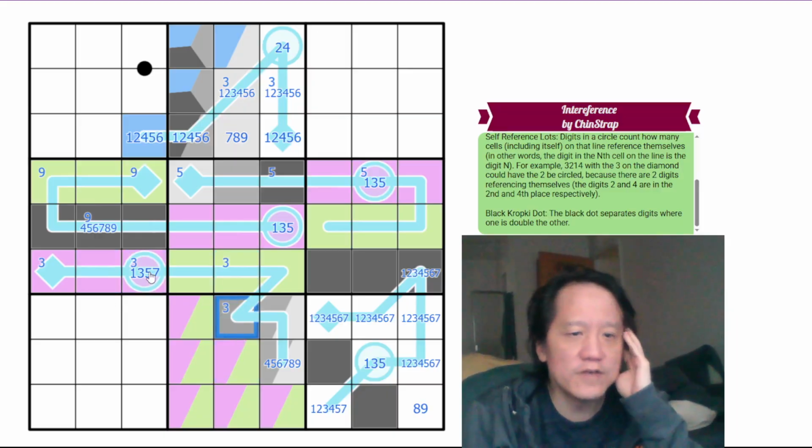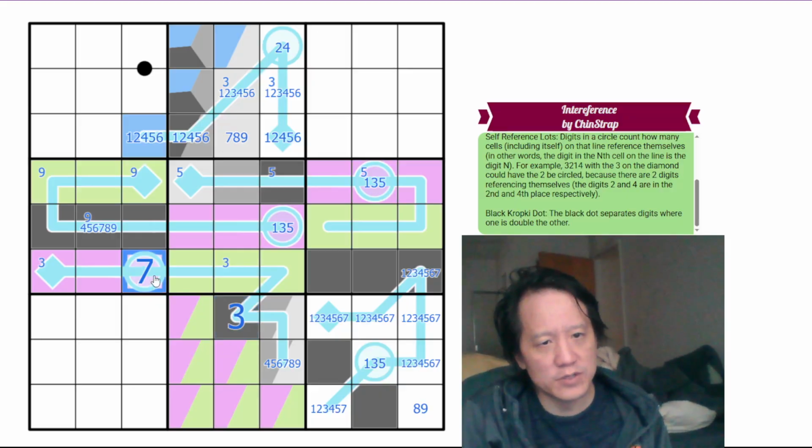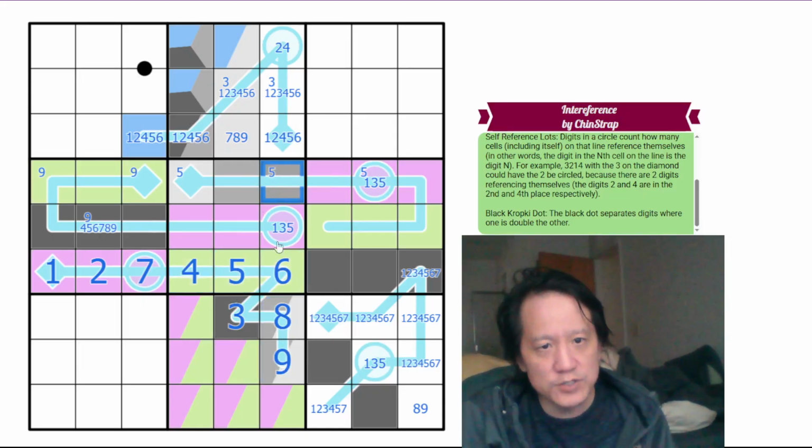Okay. If this were 7, then this would have to be 3, because they would be referencing each other. So 3 has to be in the 7th spot, 7 has to be in the 3rd slot. The rest has to be the same. Has to be self-referencing. So that's 1, 2, 4, 5, 6, 8, 9. So this would be 3.